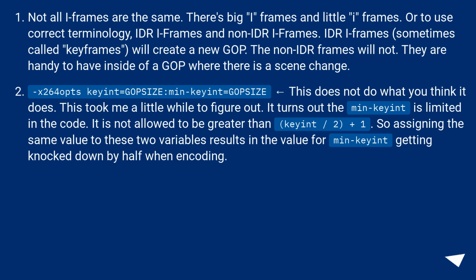x264opts keyint=gop_size:min-keyint=gop_size. This does not do what you think it does. This took me a little while to figure out. It turns out the min-keyint is limited in the code. It is not allowed to be greater than keyint/2+1. So assigning the same value to these two variables results in the value for min-keyint getting knocked down by half when encoding.